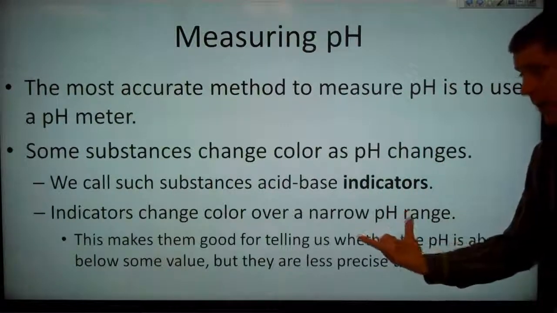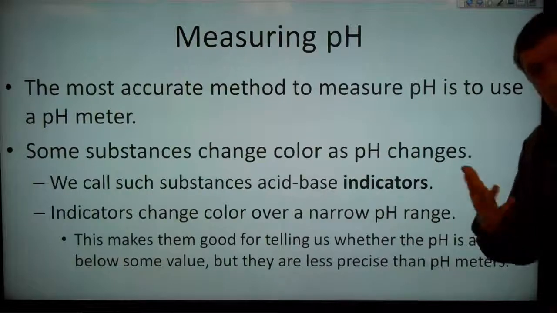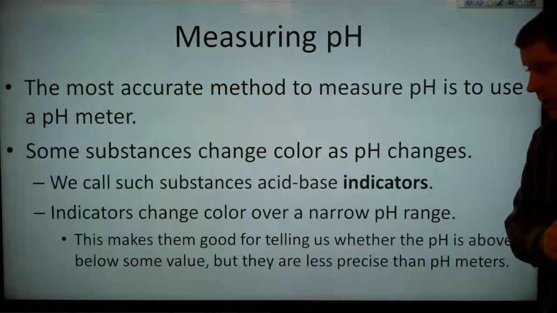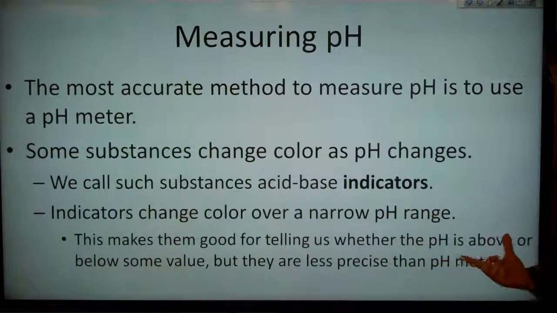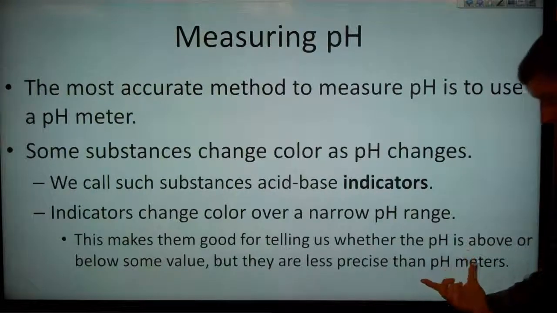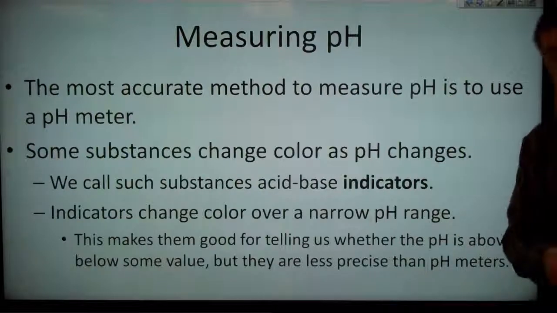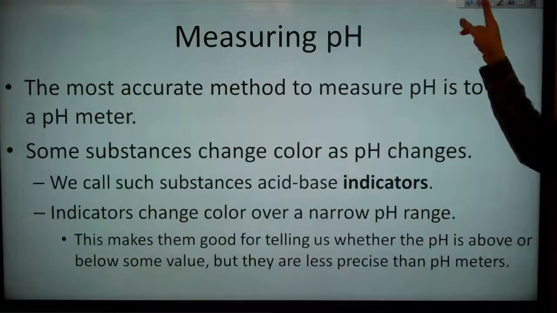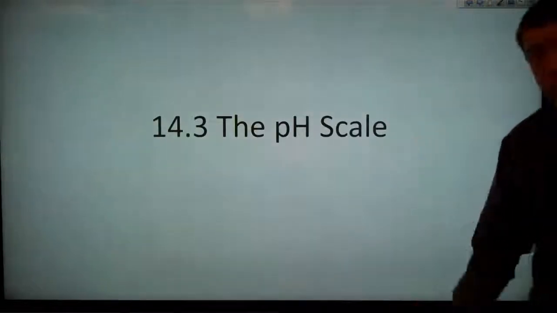So again, our indicators are changing color over some relatively narrow pH range, and this makes them good for telling us whether the pH is above or below some value. But again, they're less precise than our pH meters are. So that was the pH scale.